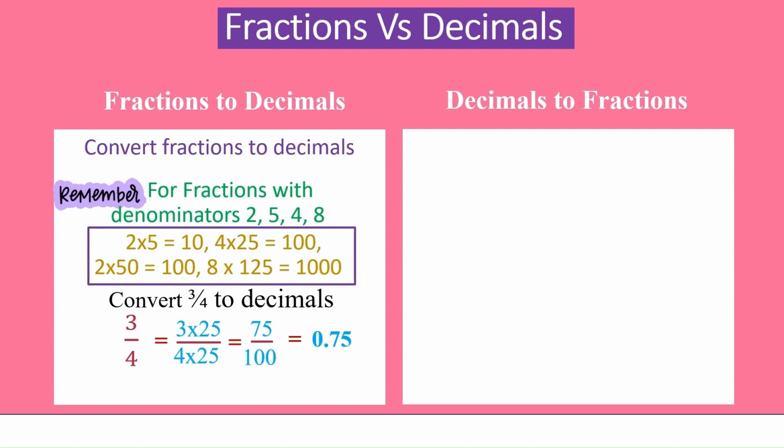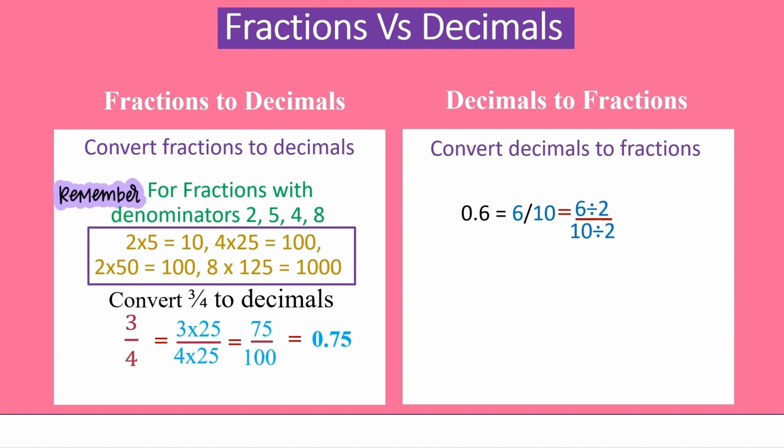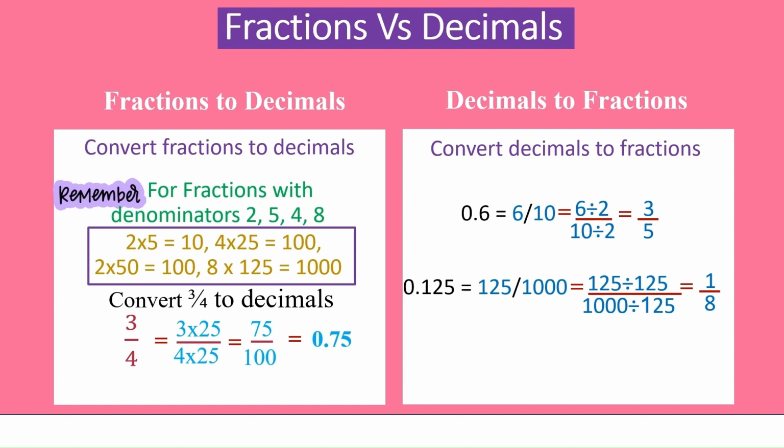Take an example of decimals. Convert decimals to fractions. 0.6 is equal to 6 upon 10. Divide the numerator by 2 and denominator also by 2, and so we get 3 by 5. One more example, 0.125. 125 upon 1000, and you have to simplify this by dividing the numerator by 125 and 1000 also by 125, which will give you 1 upon 8.